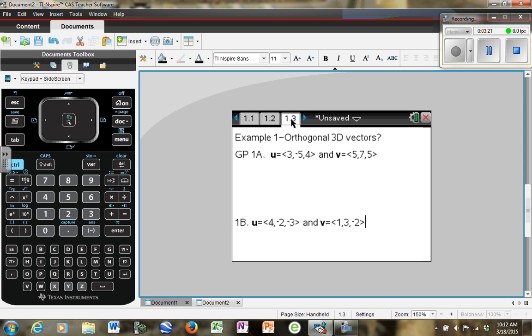Now let's look at the examples. The first example is asking the question, are these 3D vectors orthogonal? And so the first guided practice gives us these 2 vectors, u and v.